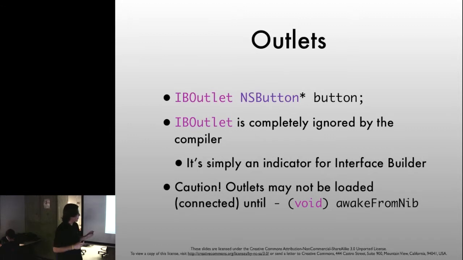One thing to watch out for: there's a method awakeFromNib that gets called on every object after the nib has been loaded, and outlets aren't guaranteed to be linked until after that method has been called. So if you try to access one of your outlets in, say, your initializer, it's not guaranteed to be connected yet. You have to wait until after awakeFromNib has been called.